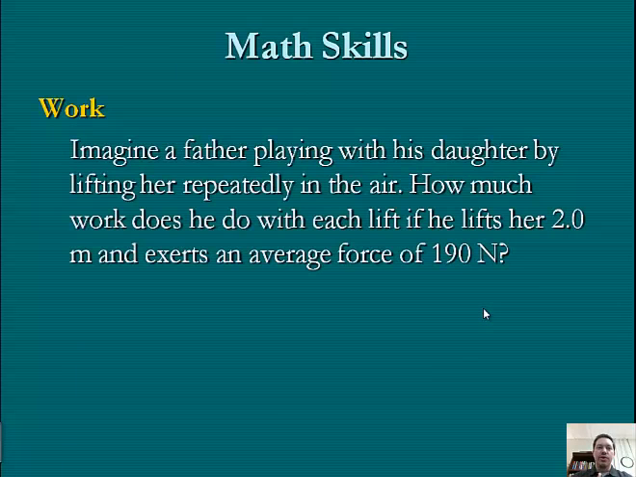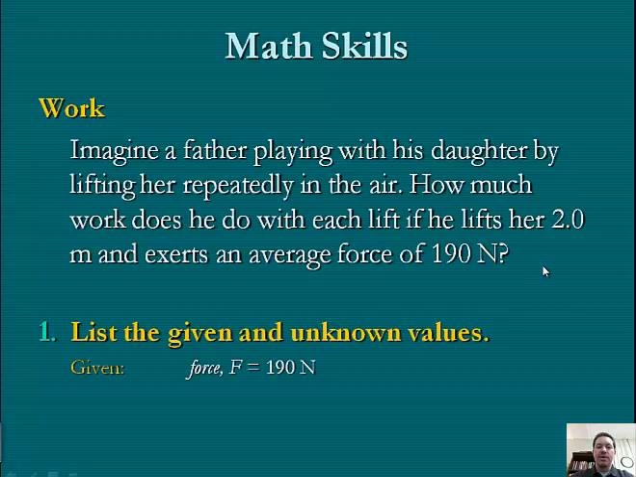Alright, so we'll look at a little problem here. Imagine a father playing with his daughter by lifting her repeatedly in the air. How much work does he do with each lift if he lifts her 2 meters and exerts an average force of 190 newtons? So we're going to list what we know. We've got a force of 190 newtons, a distance of 2.0 meters, and we're wanting to know work. So work is our unknown.